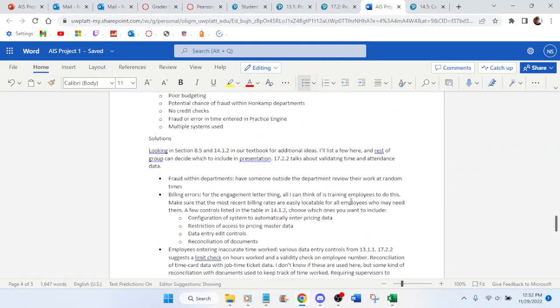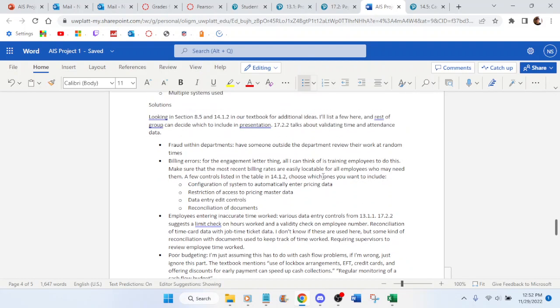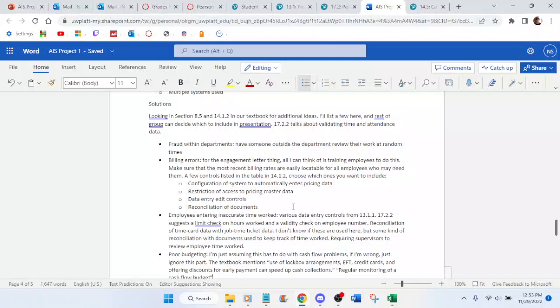Dude, that's a lot of stuff. I include all, stop. I was able to do this. I don't know, I just did. Basically, I just looked at the weaknesses that they listed here, and then I tried to come up with solutions and looked in the textbook to see what their solutions were. And there you go, I found it.